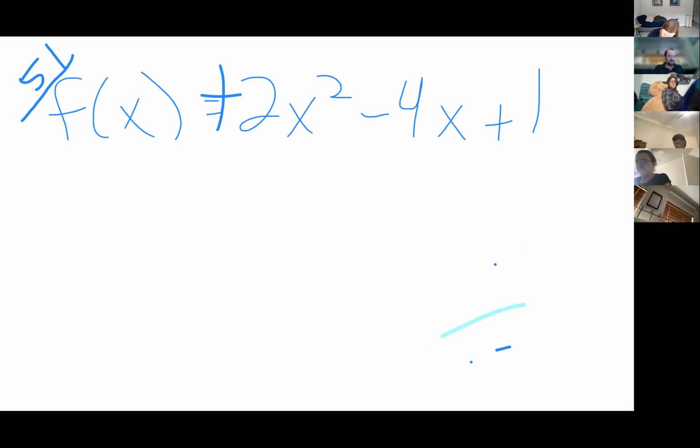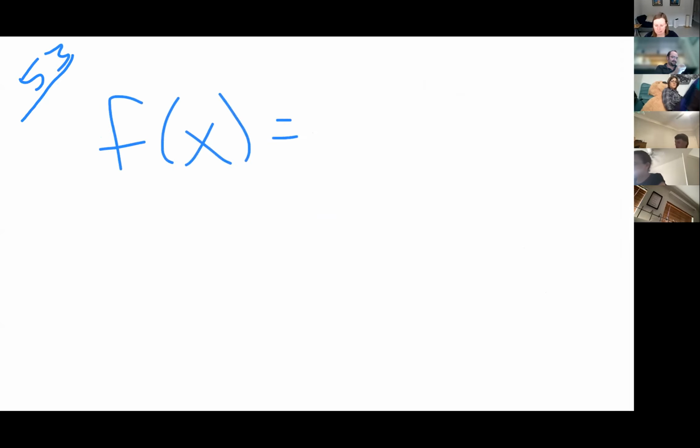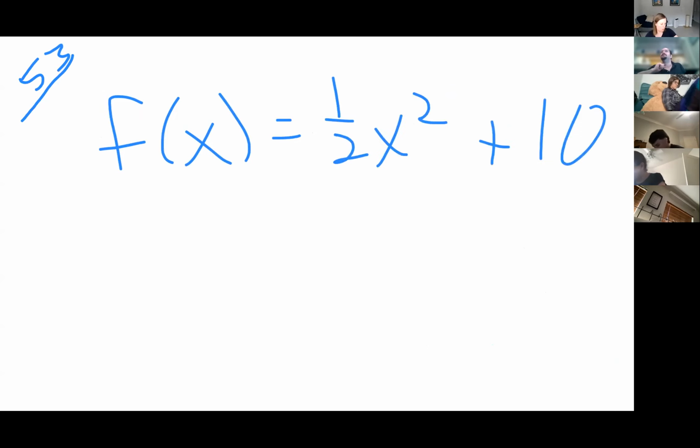Okay, so that's that one. This one is what, 51. The next one was 53. Yep. 53 says, let's look. F of x equals 1/2 x squared plus 10. Ooh, I like this one. And so we talked a little bit about it, but h is what, minus b over 2a, my x coordinate.